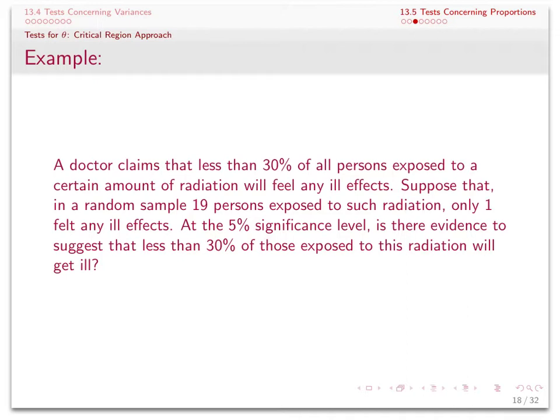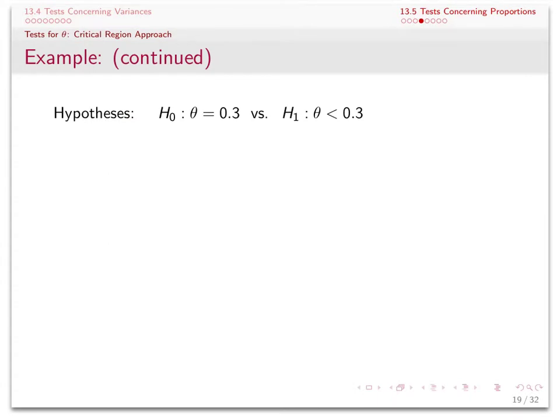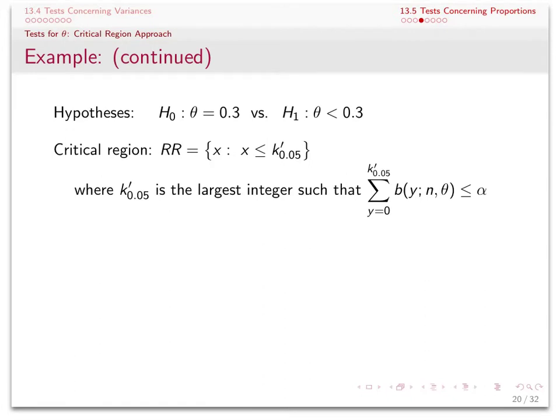So our hypotheses will be as follows. The null hypothesis would be that 30% are going to get sick, versus the doctor's claim that less than 30% get sick for the alternative. And our critical region here, since this is a left-tailed test, will be the set of x values where x is less than or equal to some k alpha 0.05. Now, how do we identify this k alpha 0.05? It's going to be the largest integer so that if we look at the sum of the binomial probabilities where y goes from 0 to this k value, the sum of those probabilities has to be less than or equal to alpha. In order to find this k value then, we're going to have to compute some binomial probabilities. So let's get started.